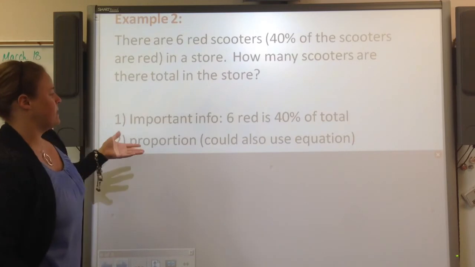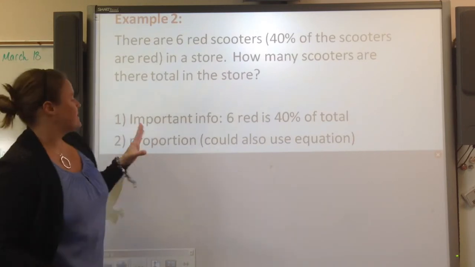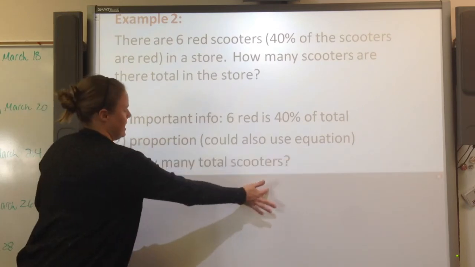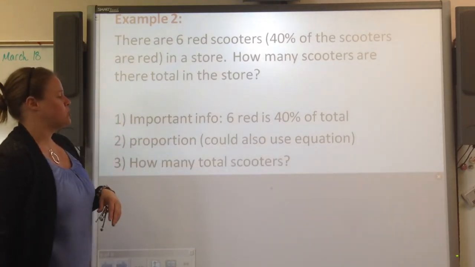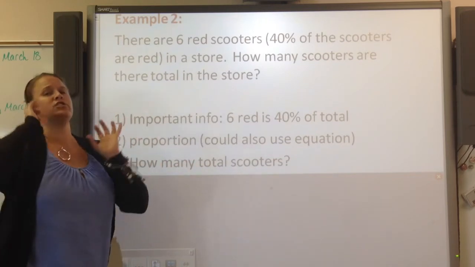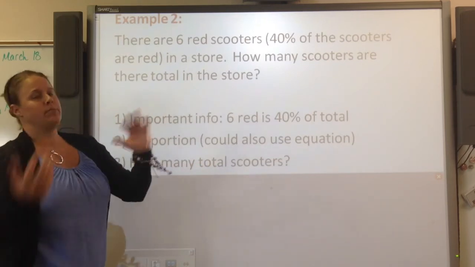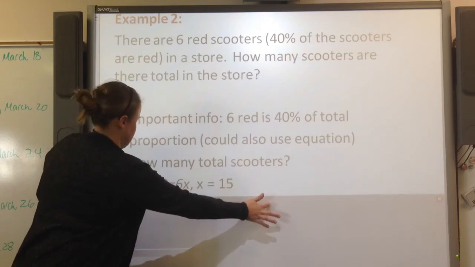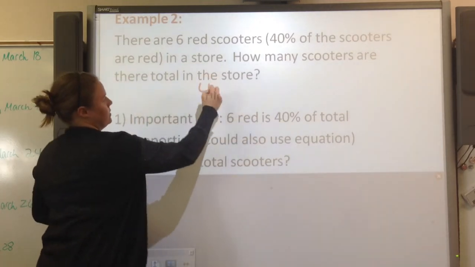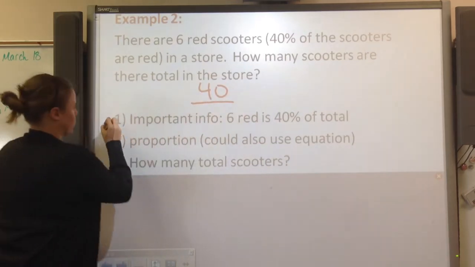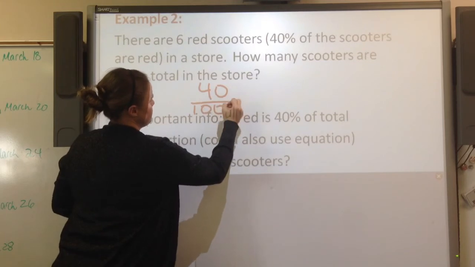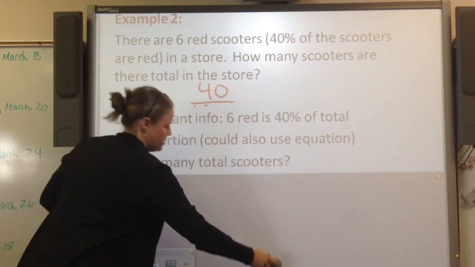The second part is deciding whether you're going to do proportion or equation. This time we're going to do proportion. Like I said, I'm going to try to go back and forth. And number 3 is how many total scooters. That's our piece of information we're wanting to figure out. We're looking for the total this time, not the part, but the total. So then what we're going to do is do our, and you are recording these notes right here. So 40 over 100, not 1,000, 100.